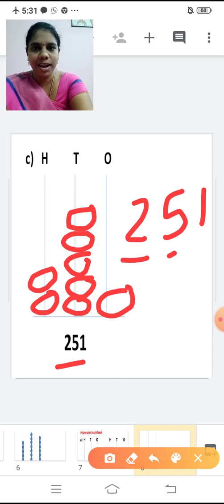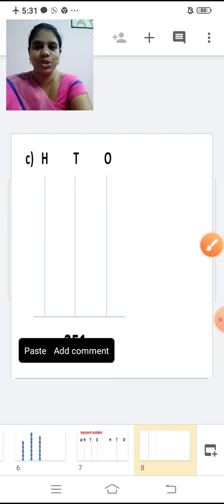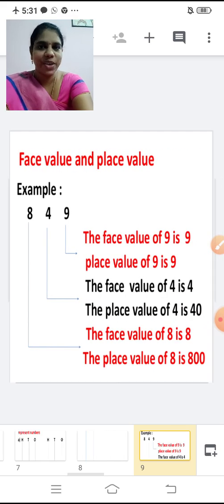Then move on to the tens place. We have number 5 in the tens place. So draw 5 beads. 1, 2, 3, 4, 5. Then we have 2 in the hundreds place. So draw 2 beads in the hundreds place. So you all know how to draw beads on the abacus, right? Now we are going to move on to face value and place value.